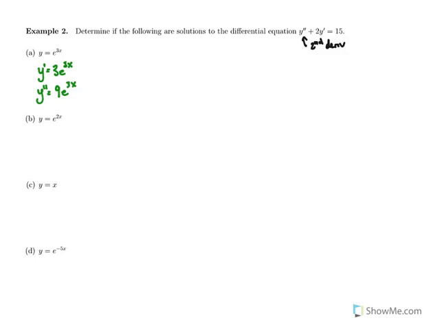So plugging these functions in, we have the second derivative plus 2 times the first derivative, 3e to the 3x, is going to be equal to, and actually there's a typo here, so sorry, this should say 15y on the other side. Otherwise, this doesn't really work at all. So 15y on the other side, that's our differential equation. So this is going to be 15 times e to the 3x.